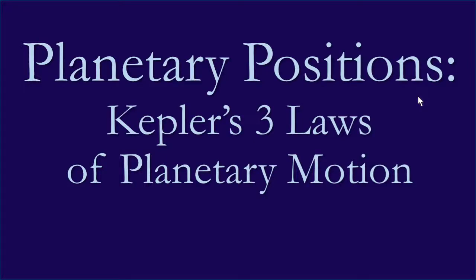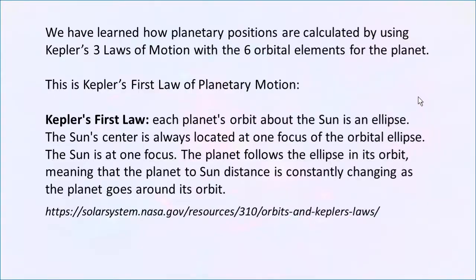Hello, my friends. In this video, we're going to learn what Kepler's three laws of motion are, these laws of planetary motion. We have already learned in two other videos about the orbits of planets that there are 6 orbital elements, 6 things we can describe about the orbit of a planet, and we take those 6 things and we plug them into Kepler's 3 laws of motion, and bingo, presto, magic, out comes the position of the planet. So these are the 3 laws.